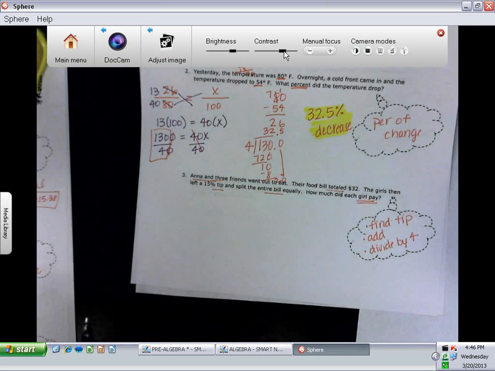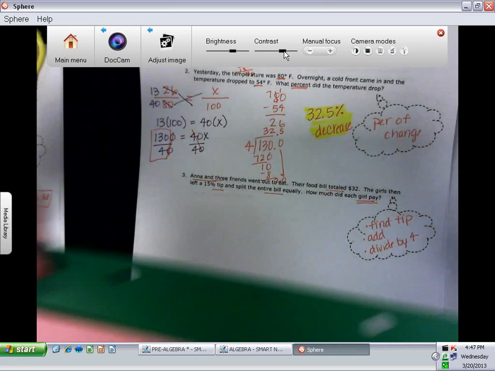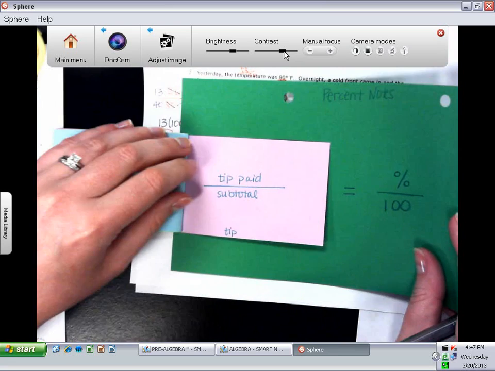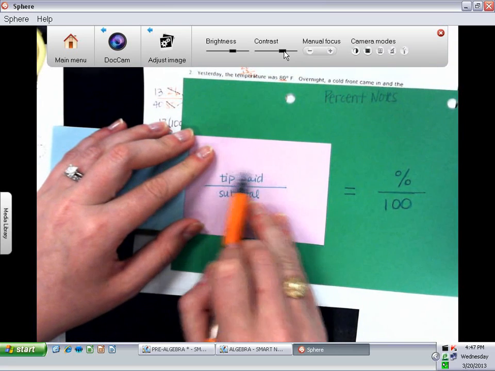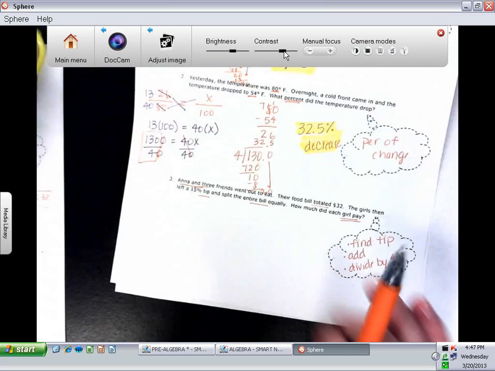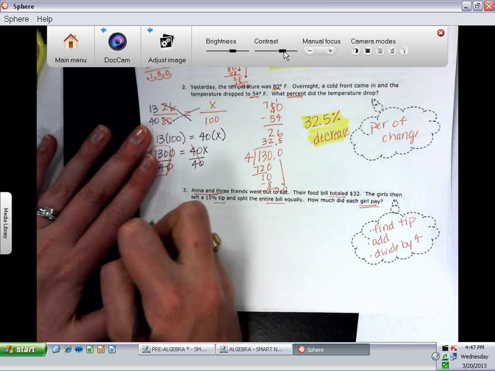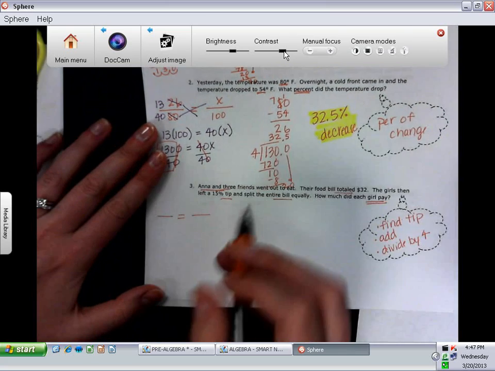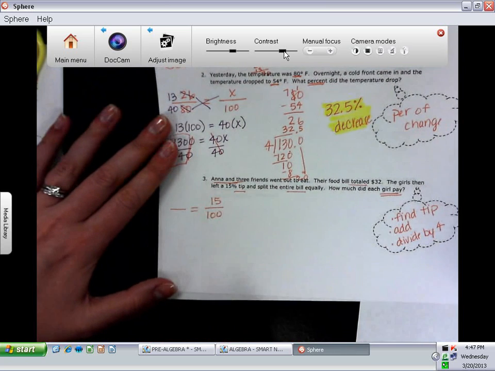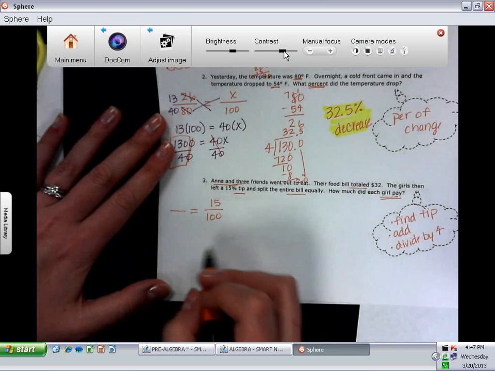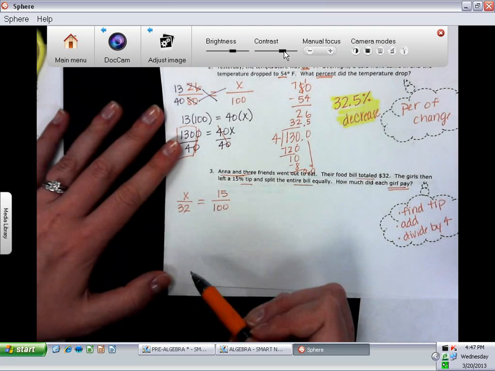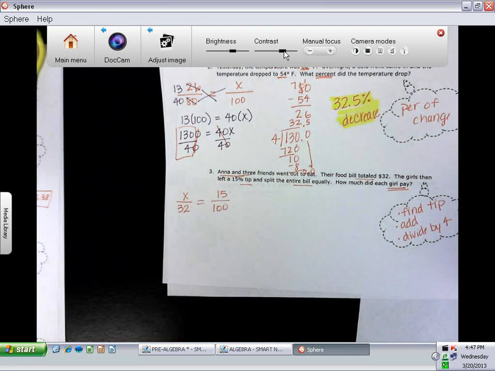So I just need to make sure I follow my thought bubble. If I go to my foldable and I look at tip, tip is the last one. I'm going to put my tip that I pay over the subtotal in my bill equal to percent over 100. So when I set this up, I know that I paid a 15% tip. So percent over 100 goes there. And the subtotal so far of the bill is 32, so that goes on the bottom. I'm looking for that X, the top of that, which is the percent.